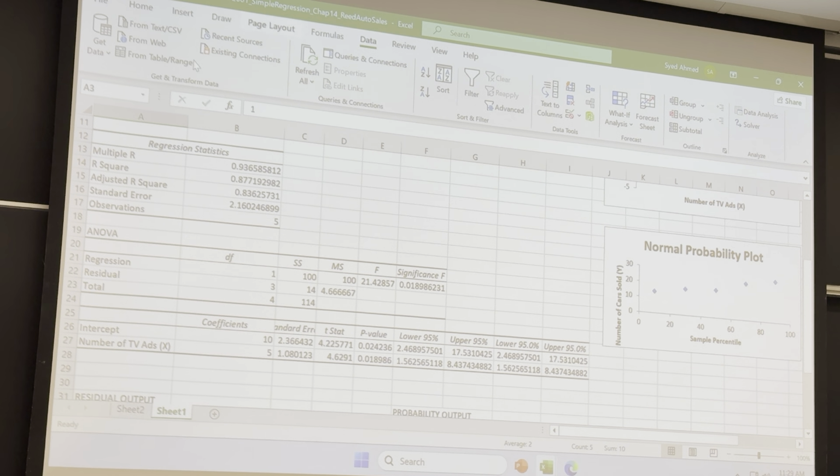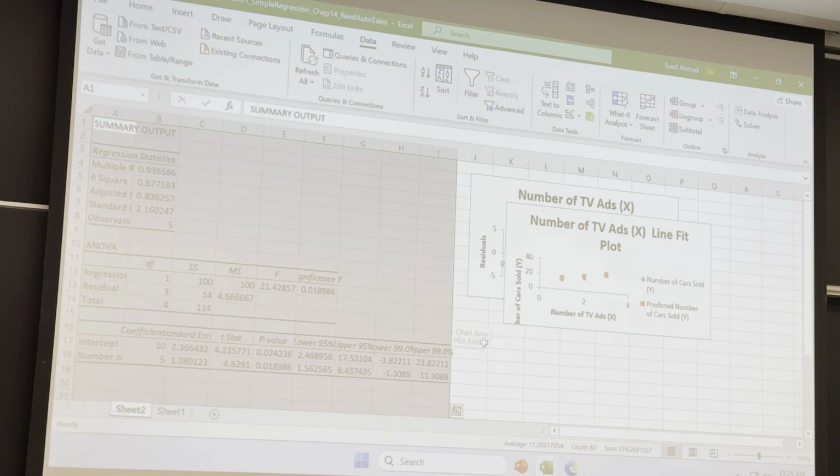I asked for 99 also, so let me just show you the 99. So when you're looking at the regression box, if you click on 99, you'll be getting both 99 and 95. 95 is the default, but it will give you the 99% interval also. So this is your 99% interval.